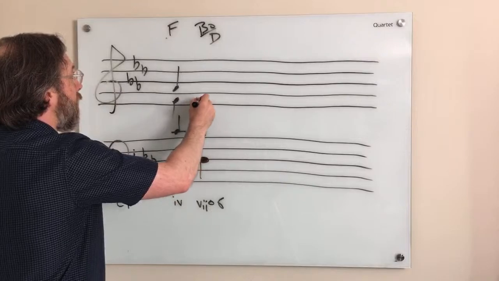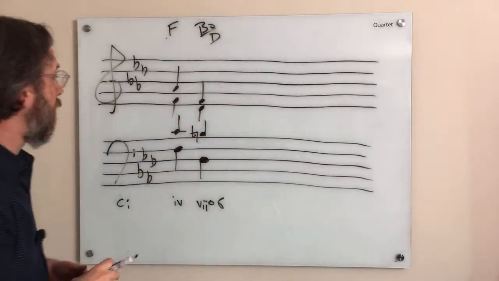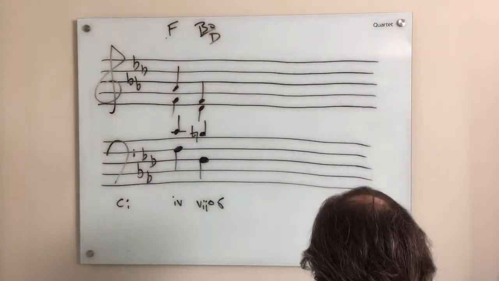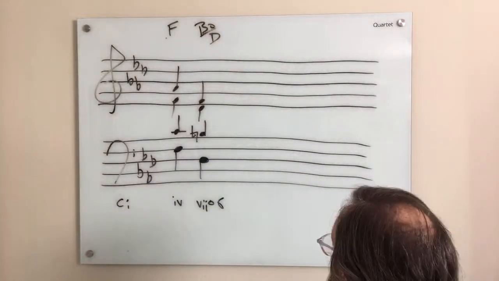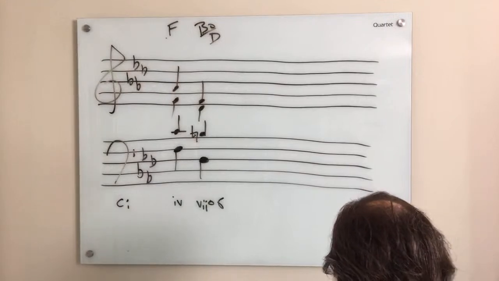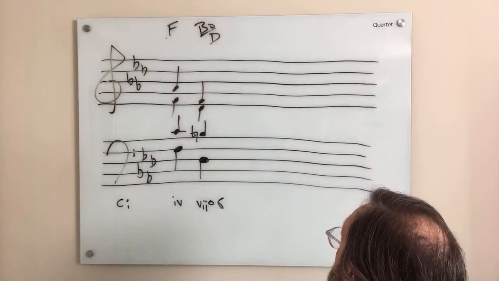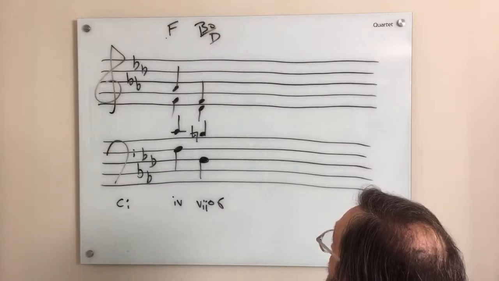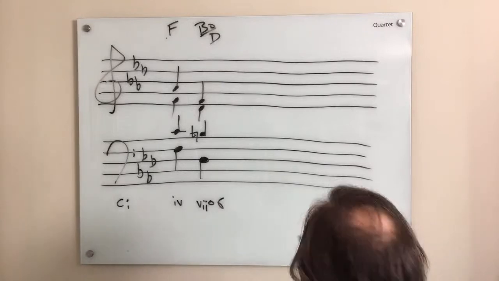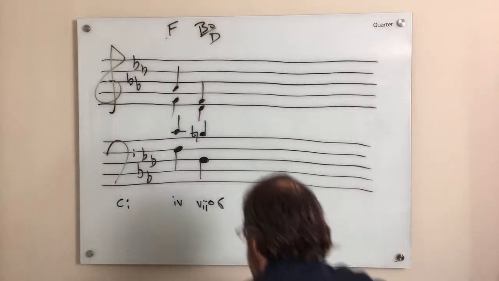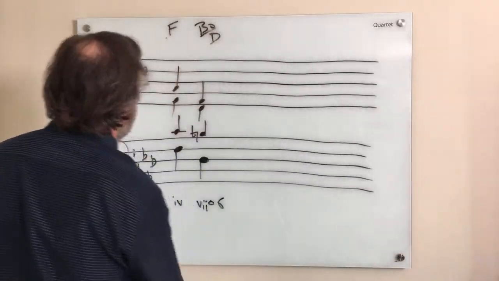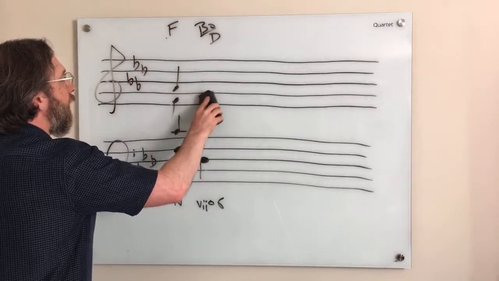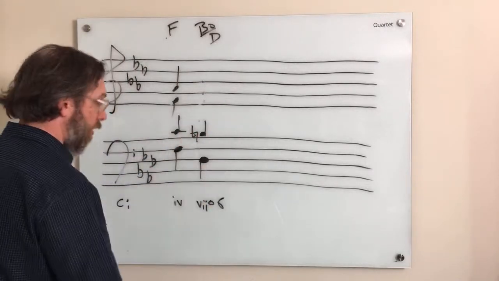Let me see if this will work. Can it be that easy? I don't know. I'm sure I made a mistake at this point. Let me take a look here. Yeah, of course I made a mistake, right? I did parallel octaves. It felt wrong as I was writing it, right? So F, F, D, D. Definitely no dice. That's not going to be allowed at all.